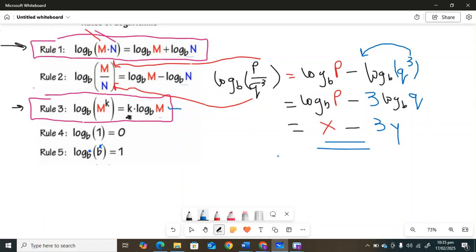We are just applying the quotient rule. If you see division, just know there will be subtraction. As you can see here, P divided by Q cubed becomes log B P minus log B Q cubed. So anytime you see division, quotient rule.